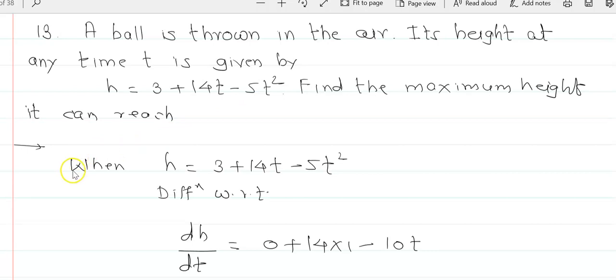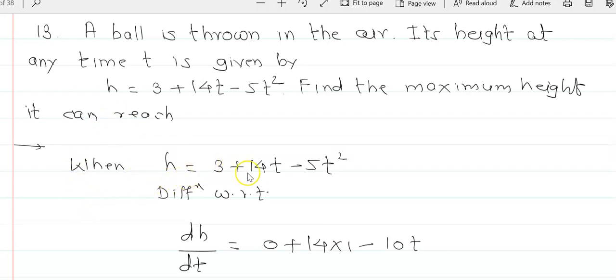Now when h is given, we want to find the condition for the maximum. Therefore the value of h must be the maximum. That is, we will find the first derivative equal to 0, then the second derivative, and we will substitute the values of t in the second derivative and we get the required answer.